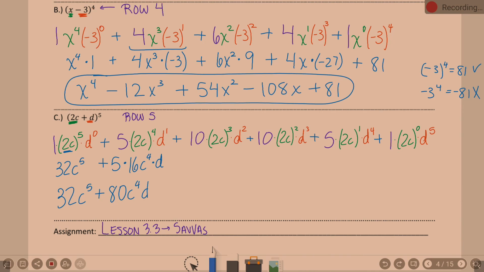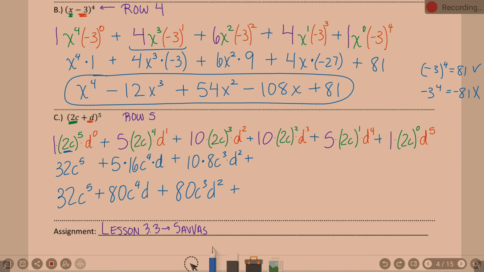Okay. Next one. I have 10. What do we know about 2c raised to the 3rd? 8. No, it's 8. I like 8. 8c to the 3rd times d to the 2nd. And so, put this together and we have 80c to the 3rd, d to the 2nd. Okay, keep going. The number's getting smaller now.